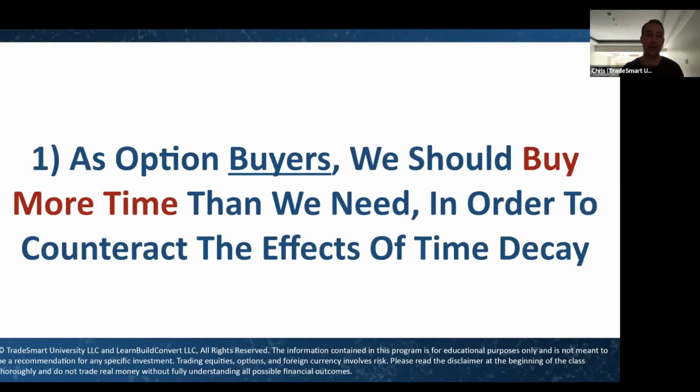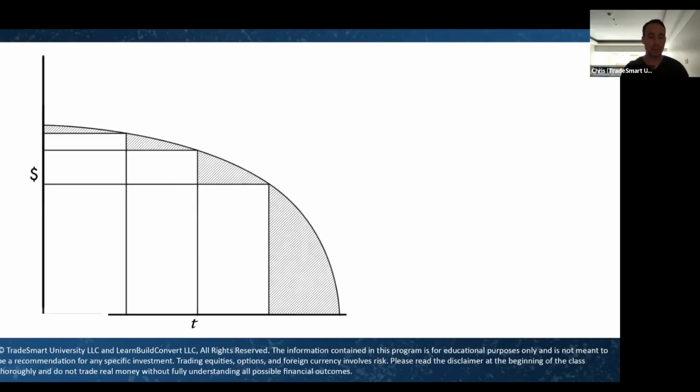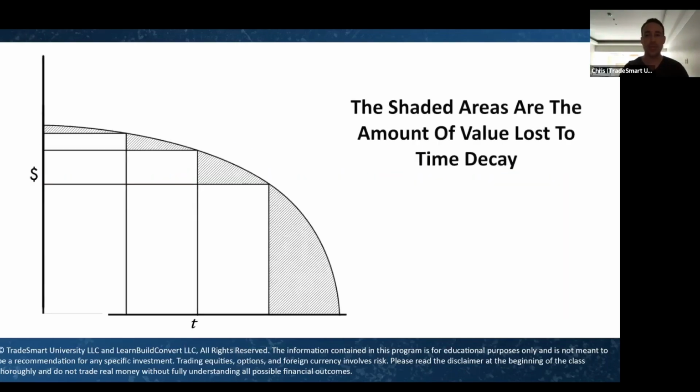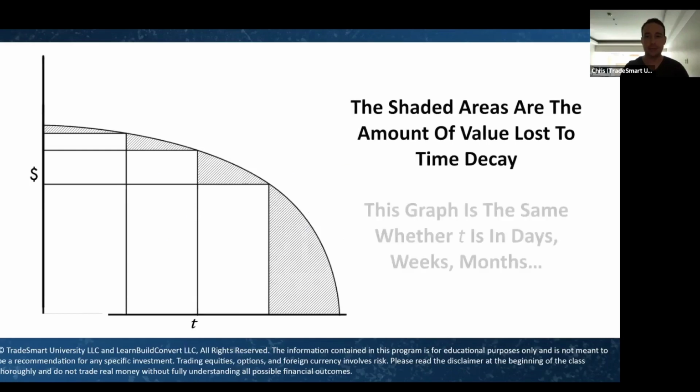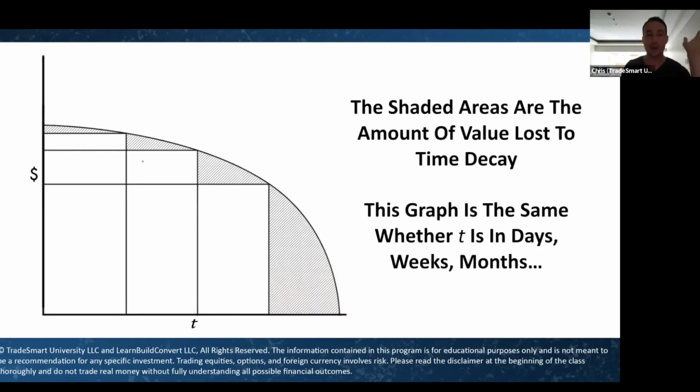The first is that as option buyers, we should buy more time than we need in order to counteract the effects of time decay. To show what I mean, if I am buying an option, let's say I want to be in this option for 1 week.